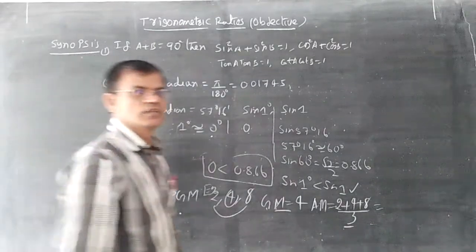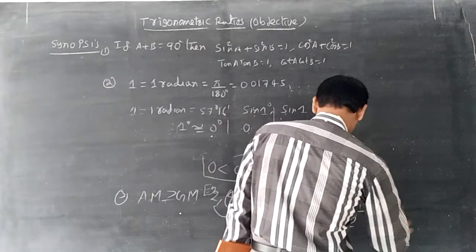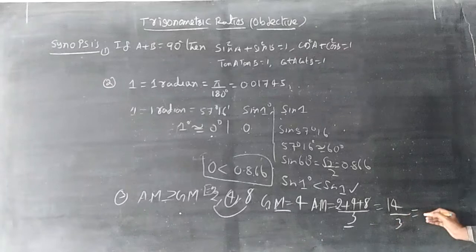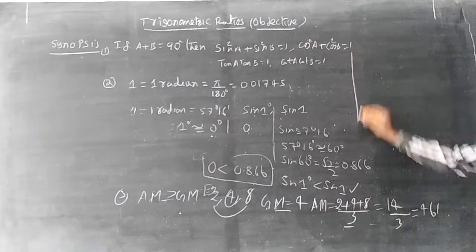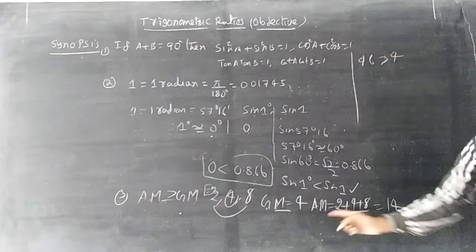14 by 3, how much? 4 point... Approximately it is 4.6, sir. 4.6 is greater than 4.